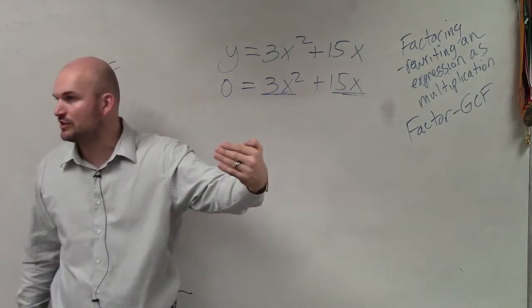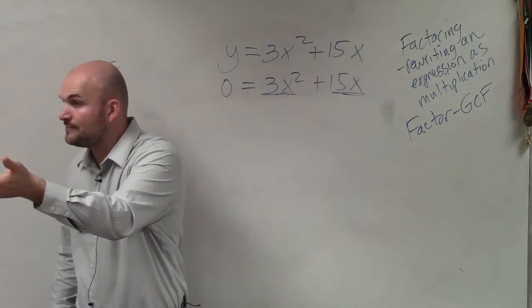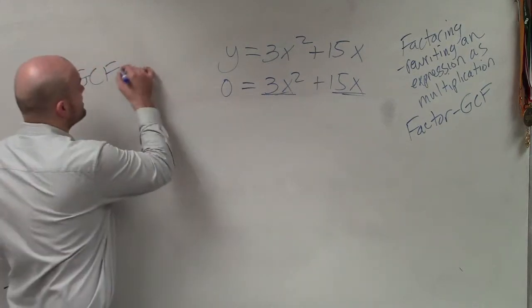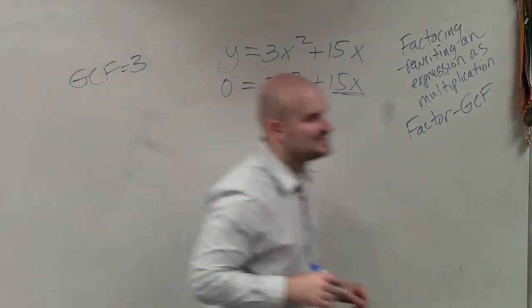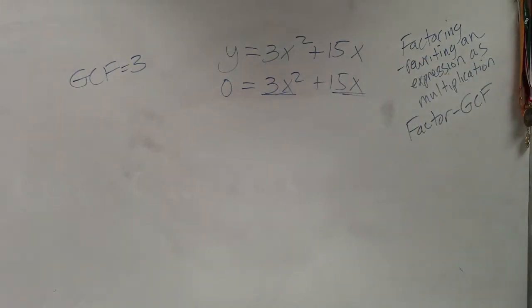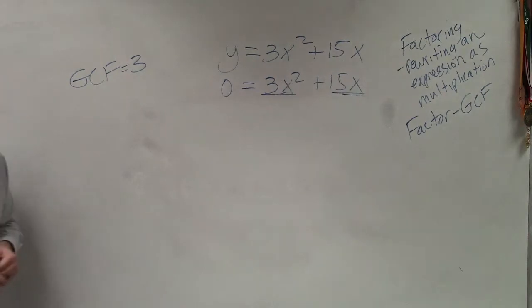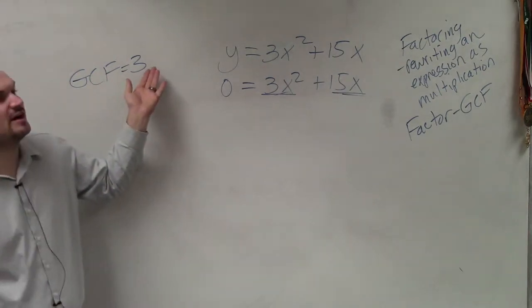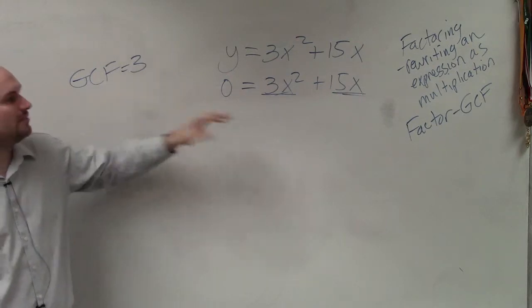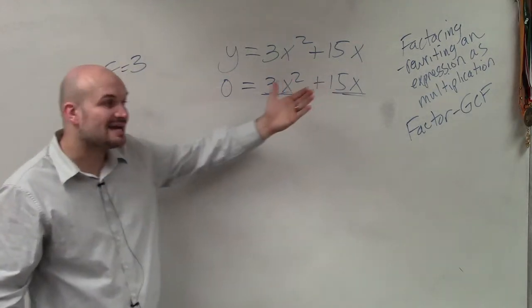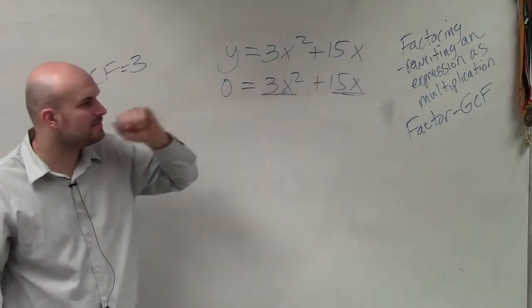Let's look at the numbers first. The first number would be 3. 3 is the largest number that divides into both of them. What about variables? What variable can be divided into both of those? Well, 3 is the number. What variable? Variable letters. X. Can we do x squared or just x? X squared.